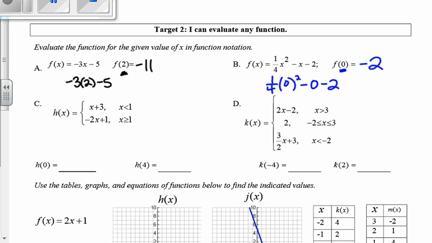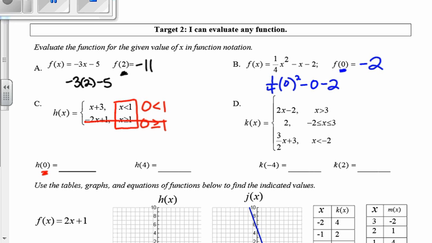Alright, so if you look at C, this is what's called a piecewise function, and we're going to learn to graph these at the end of the unit. But to start off with, whenever we have a piecewise function, we really need to focus on the inequalities, okay? So we're going to have to make a choice. Does our input value, in this case 0, make the top or the bottom inequality true? So if I plug in a 0, is 0 less than 1 or is 0 greater than or equal to 1? Well, it's not greater than or equal to 1. That's not a true statement. So we're going to ignore that whole second line.